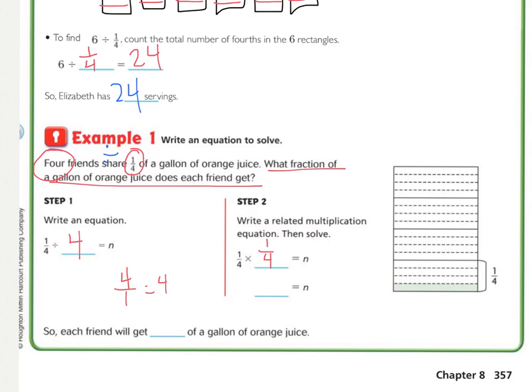So let's multiply 1/4 times 1/4. 1 times 1 is 1. 4 times 4 is 16. And so each friend will get how much of a gallon of orange juice? They will get 1/16. And this picture helps verify your equation.